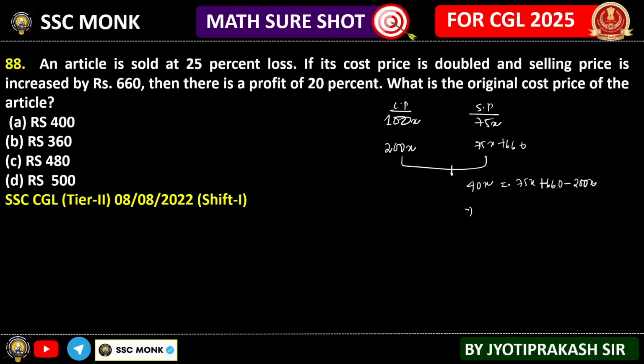Or I can write 240 minus 75, that is equal to 165x is equal to 660. 165 into 4 is 660, so x value is 4. Cost price of the article, 100 into 4, that is 400.